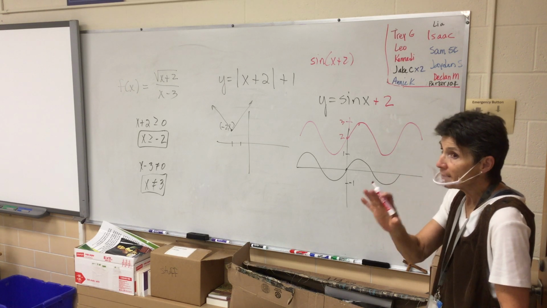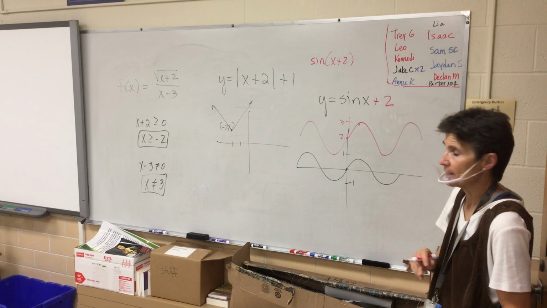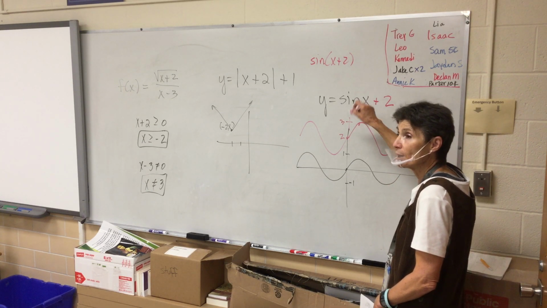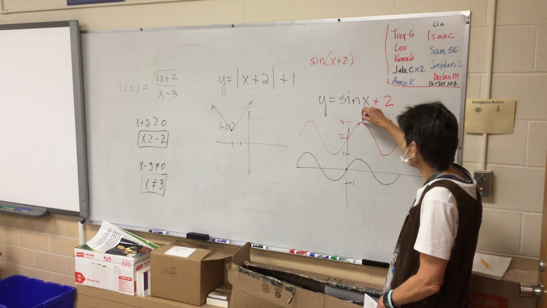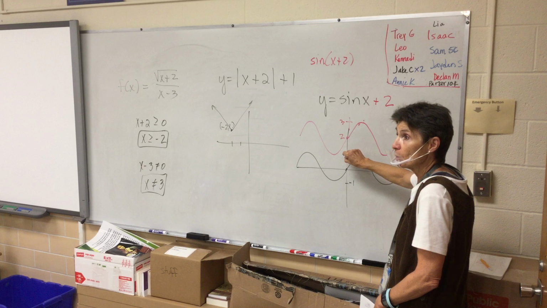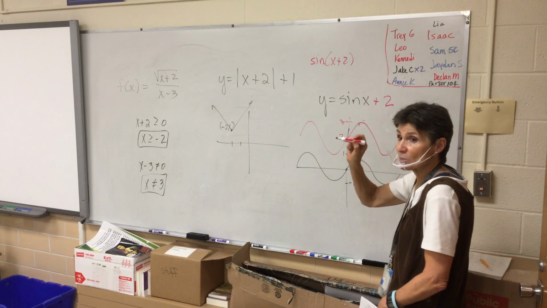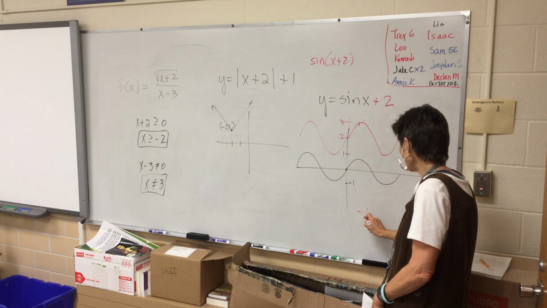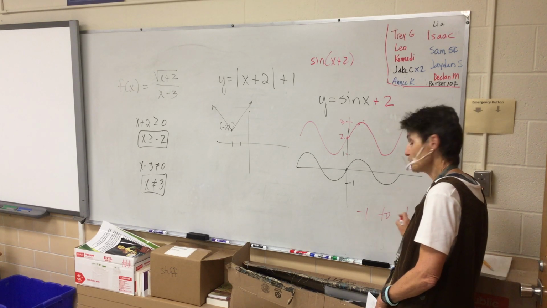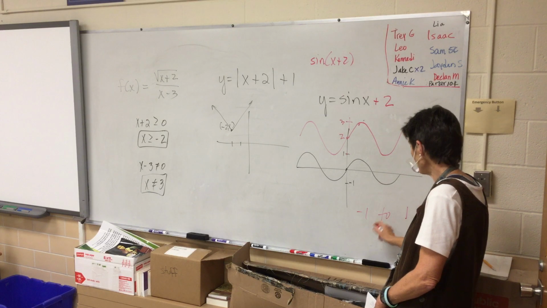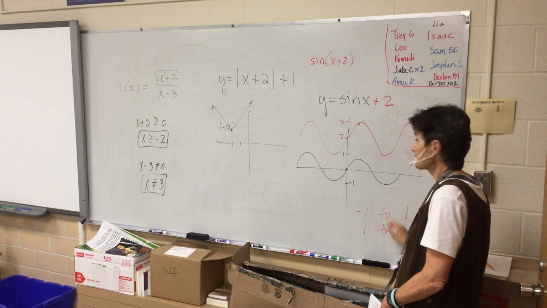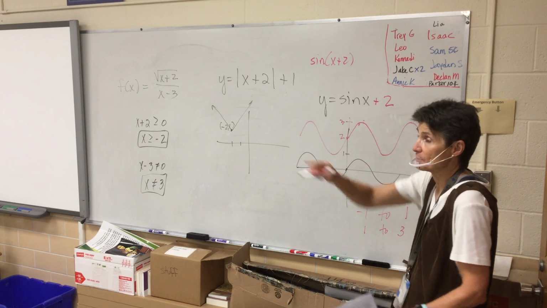What I want to make sure you pay attention to is, what's the high point of the new curve? The one you put down is the answer. What should be the highest point? 3. And what should be the lowest point? 1. Because the original went from -1 to 1, right? So if we add 2, it would be +1 and +3. So that's important that you have it oscillating between the right two numbers.